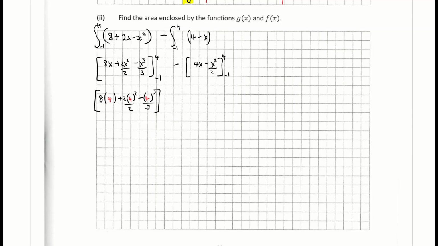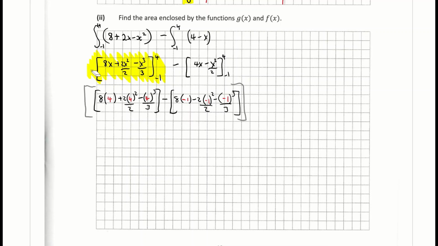From that, I'm then going to sub in -1, again using my curve. Just to be clear, I'm still on the curve. I'm still doing this part here. I haven't got to the line just yet. So it's going to become 8 bracket plus 2 bracket -1 squared minus -1 cubed over 3 and over 2. And when I sub in -1, again as I said, brackets are important here. And with that, I'm going to put them in a large bracket because I need to deal with them separately.